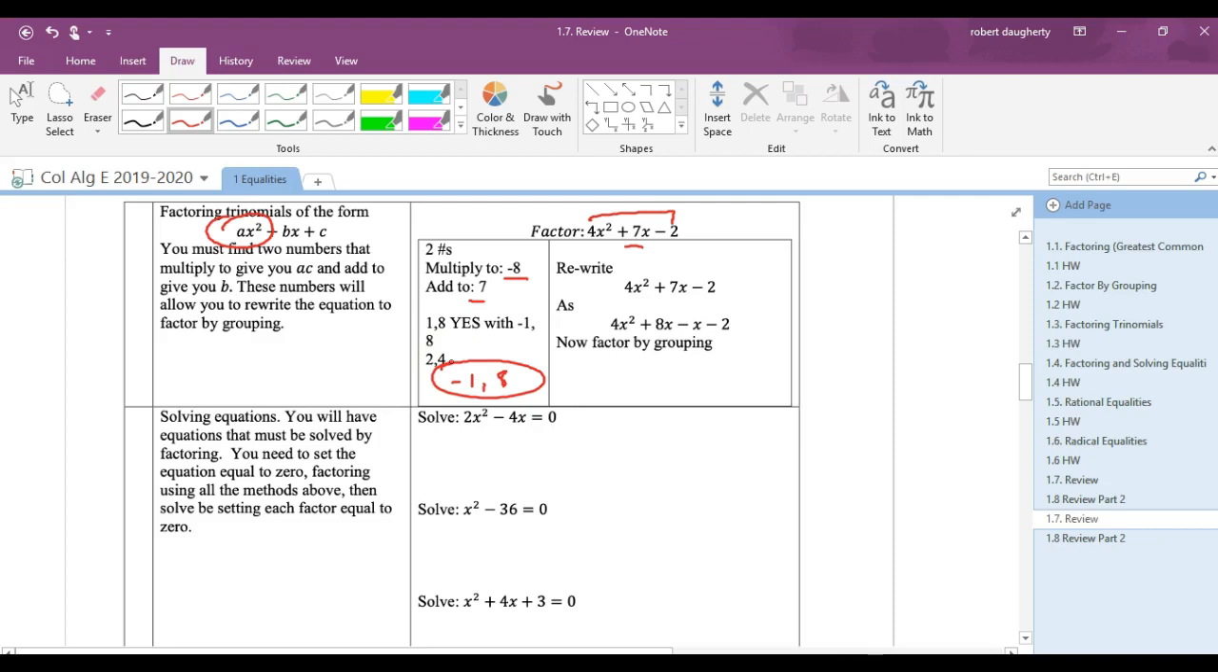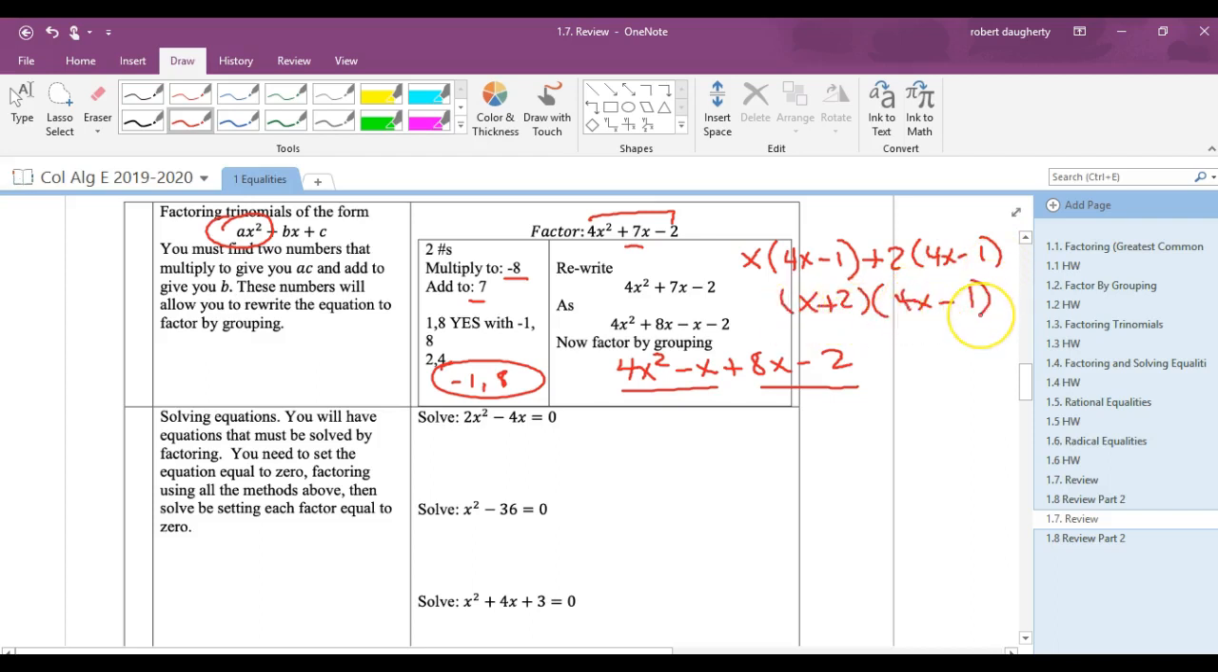I use those numbers to rewrite this problem as 4x squared minus x plus 8x minus 2. It doesn't matter if the 8x is first or the minus x. Then you factor this by grouping. So you look at this and say, okay, those first two terms have an x in common. So that's 4x minus 1. These next two terms have a 2 in common, 4x minus 1. This answer is x plus 2, 4x minus 1. Okay.